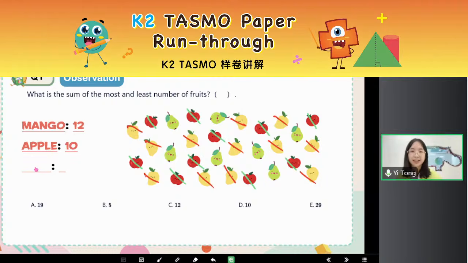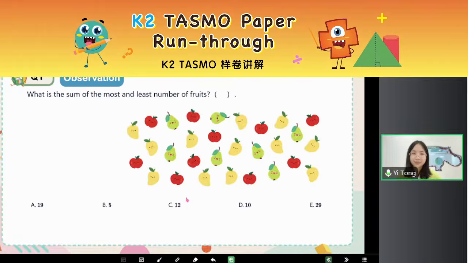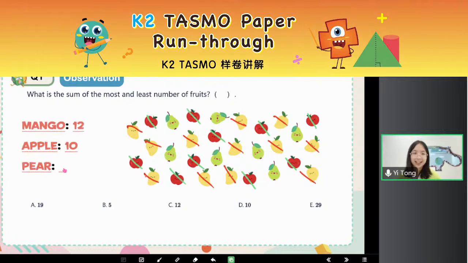Now we are left with the last one, pear. Quickly count on your paper. How many pears are there? Tell me the answer, okay? I'll wait for you a bit. Yes, how many are there? They are 7.